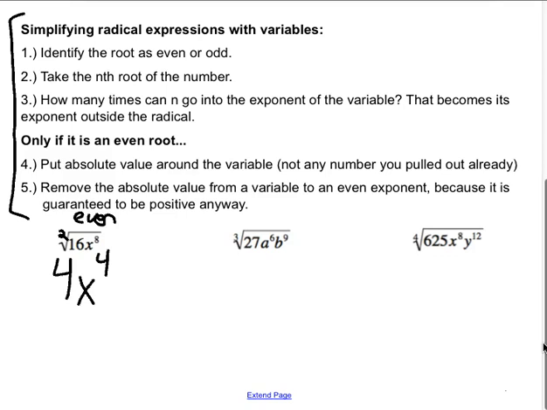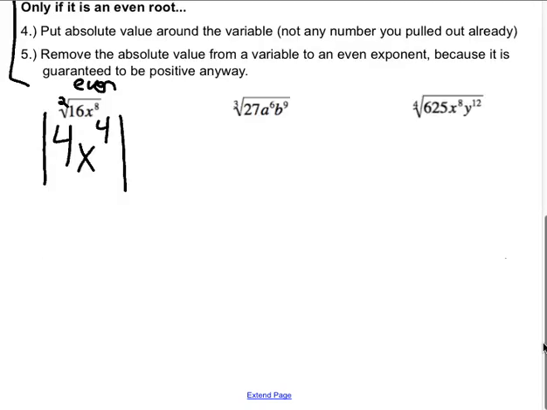So now, because it's even, we have to guarantee that we're dealing with positive things. Because remember, you couldn't take the square root of a negative. So we have to be careful that we're only dealing with positive things. So only when it's an even root, you need to slap on absolute values. However, a number never needs to be inside the absolute value, because when it comes out, it was going to be positive anyway, so that didn't matter. So anytime you have a number there, you don't want to write it inside the absolute value.